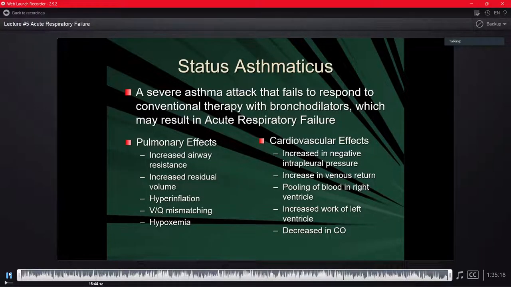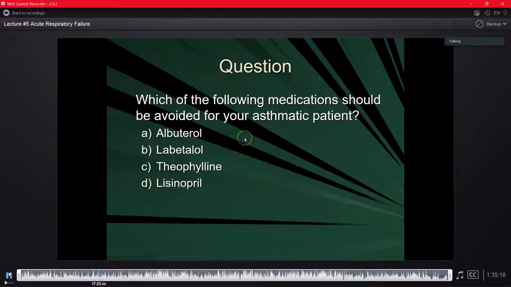Let's talk about status asthmaticus. Okay, severe asthma attack, not responding to therapy, not responding to bronchodilators, going to result in ARF if left uninterrupted. So pulmonary effects: increased airway resistance, increased residual volumes, hyperinflation, VQ mismatch, hypoxemia. Cardiovascular: negative intrapleural pressure, increase in venous return, pooling of the blood in the right ventricle because of that back pressure from the pulmonary system, increased work of the left ventricle, absolutely, and we're going to actually ask the heart for more. So we're increasing cardiac demand, but we're not increasing cardiac output at all because we have a lack of oxygen moving forward. So food for thought, please keep these in mind.